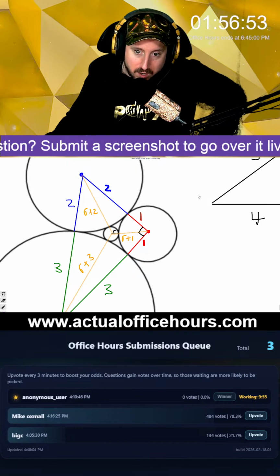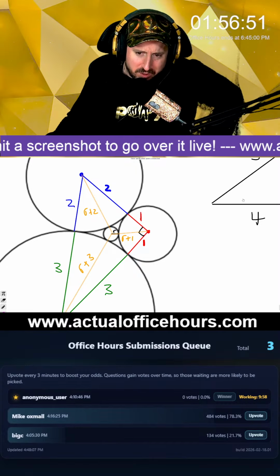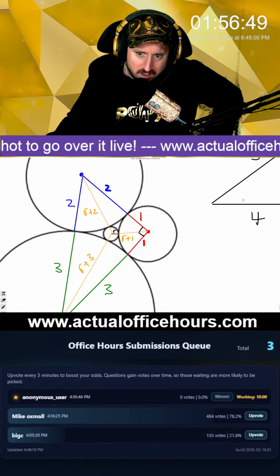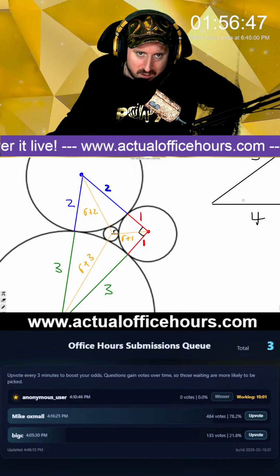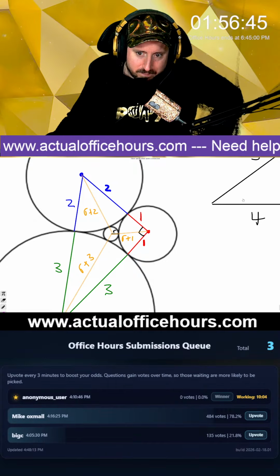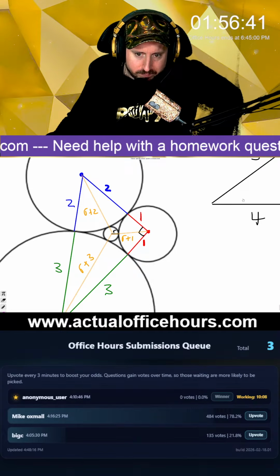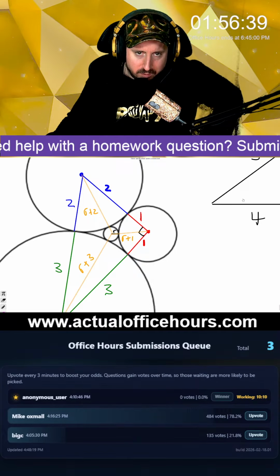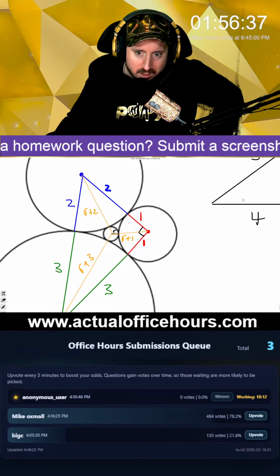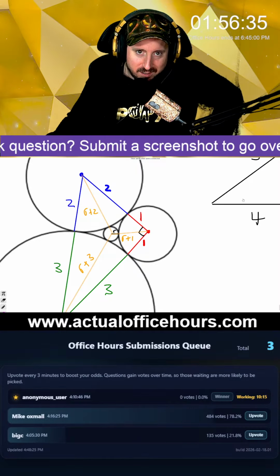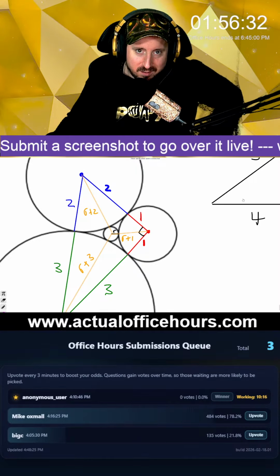Those are similar inner triangles. Are they similar inner triangles, though? They have to have the same angle to be similar. Need a clue? Yeah. I don't think you can prove the similarity.